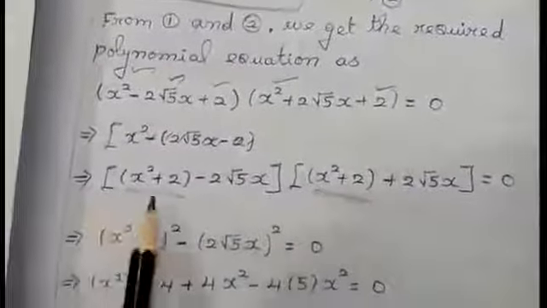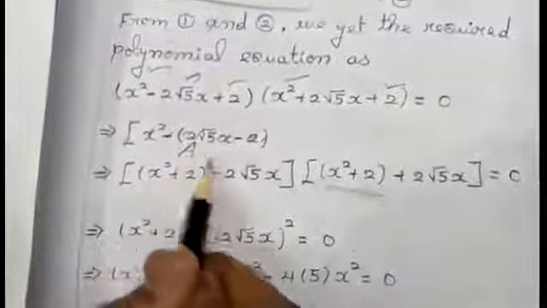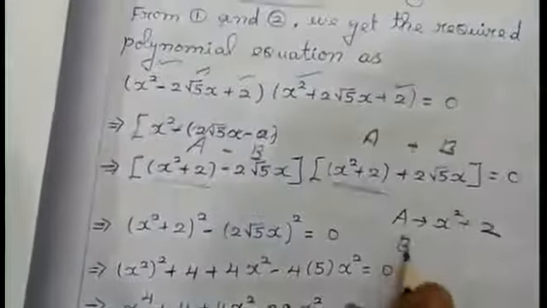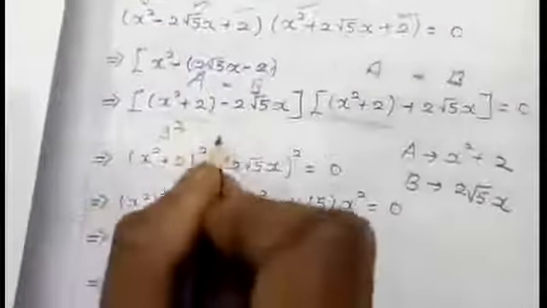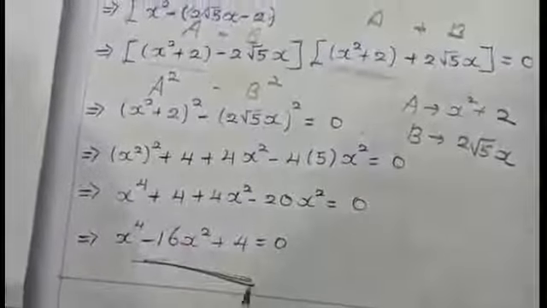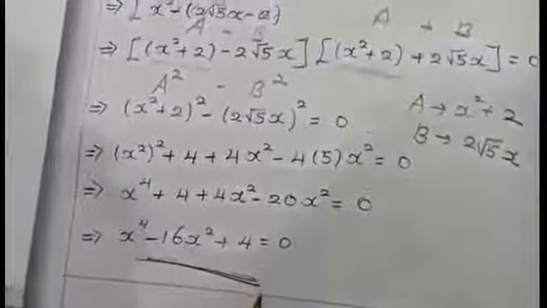x square plus 2, I am going to put it in brackets. So I am going to write in this form: a minus b, a plus b. In place of a, you are having x square plus 2, and in place of b, you are having 2 root 5x. This is going to be the a square minus b square formula, students. Calculate. The final answer is going to be x to the power 4 minus 16x square plus 4 equal to 0, which is the required degree 4 equation for the given sum.